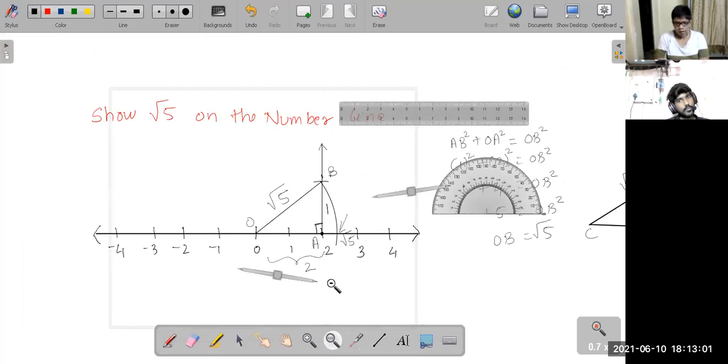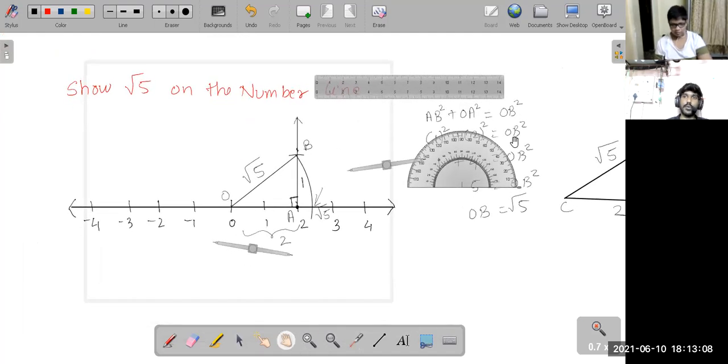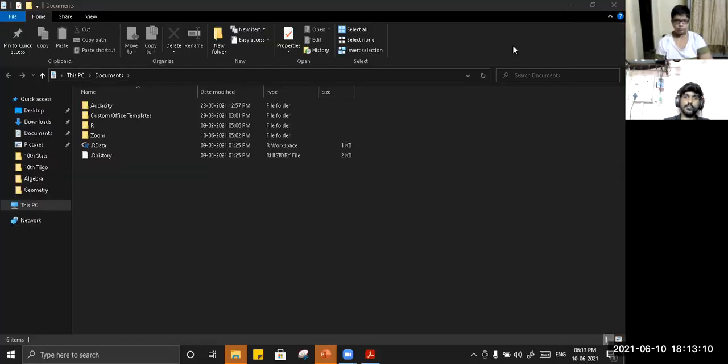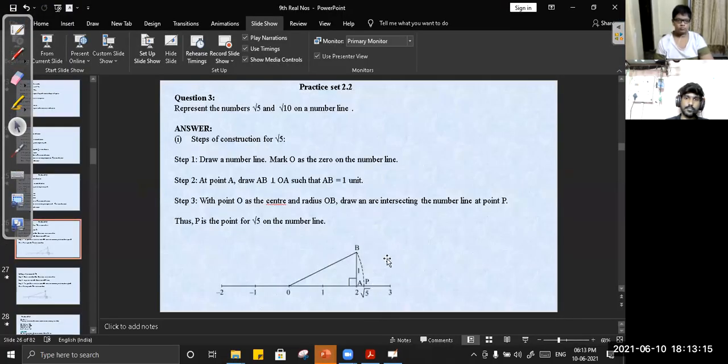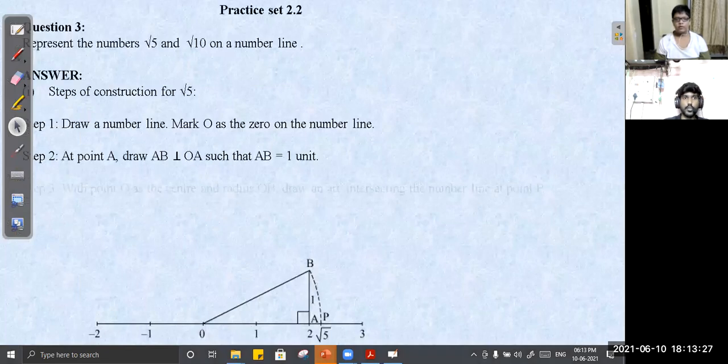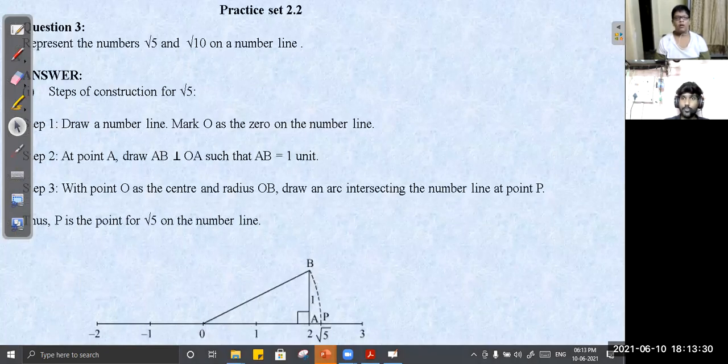Have you understood now? Yes, sir. Given any root number, will you be able to show it on the number line? Yes, sir. Okay. So these are just the steps, what I did there, written here. You have understood all the steps?